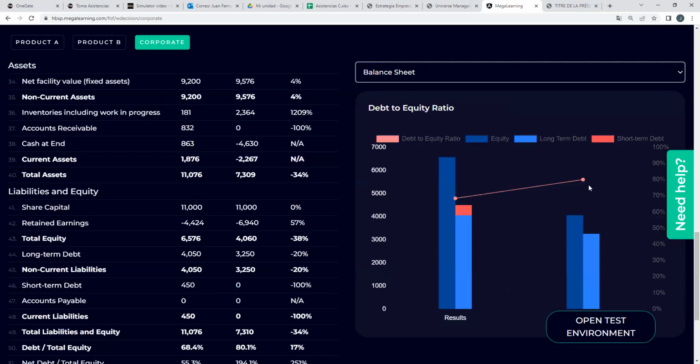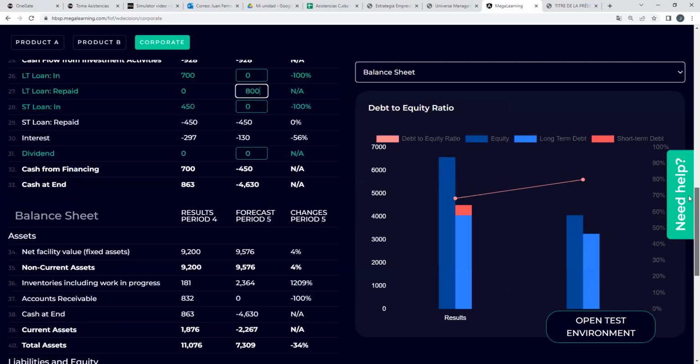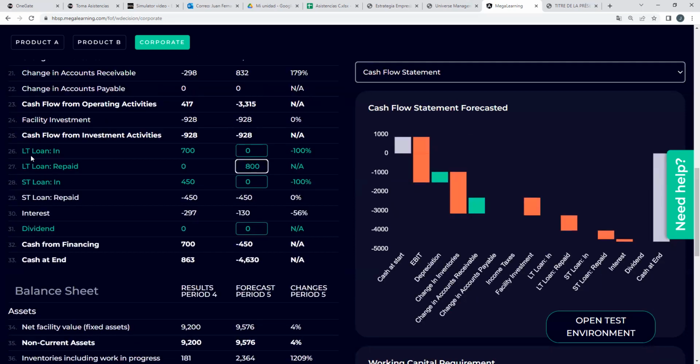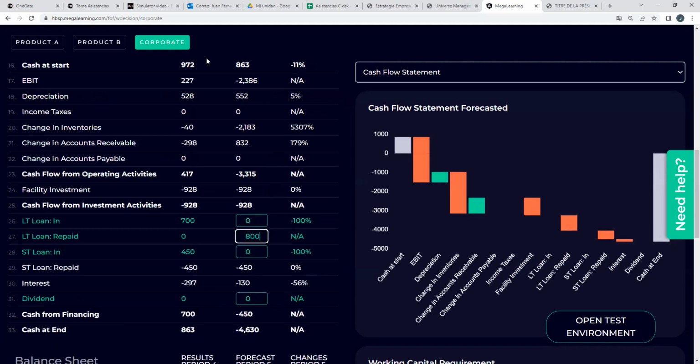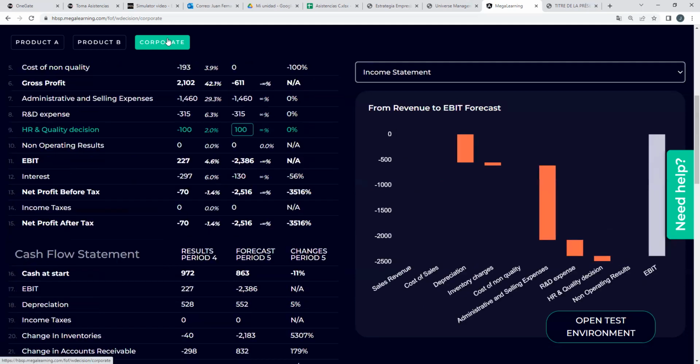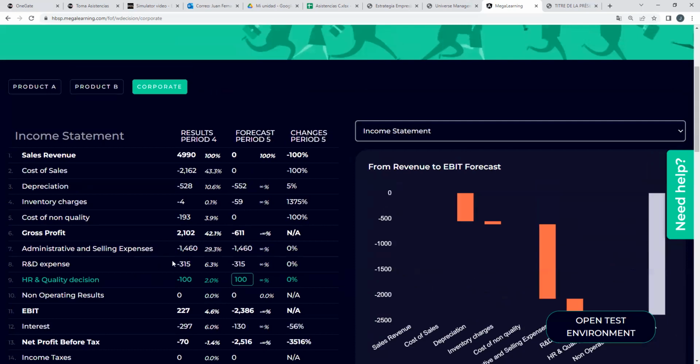Look, now the situation begins to improve, no? Now you are in 80. Okay, so this is the information that you guys can change related to the debt level of the company. Okay? At the corporate level, there's another decision.